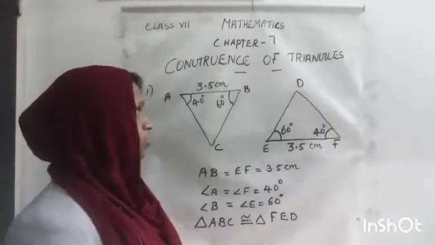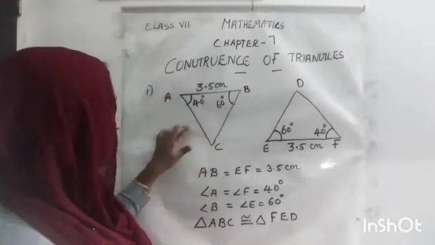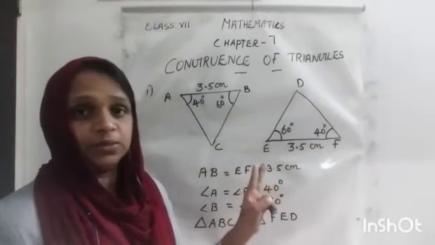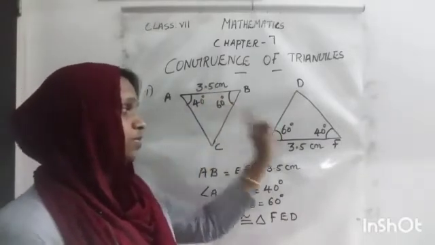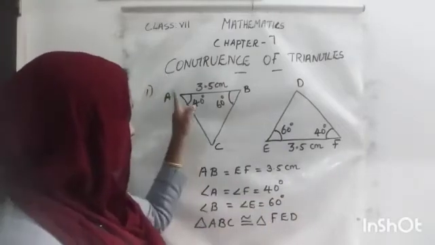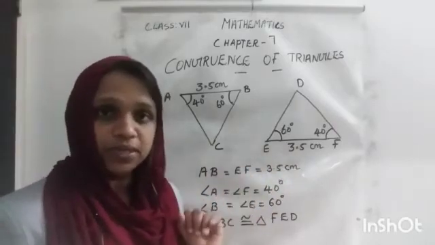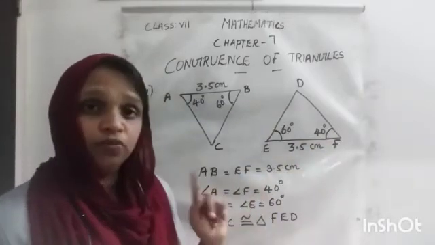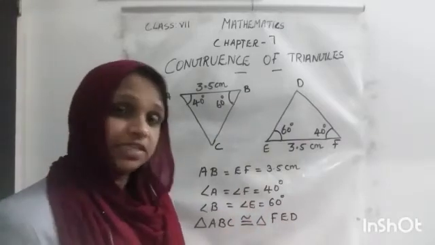So we want to check whether these two triangles are congruent. Here two angles are given, and here also two angles are given. One is 60 and the other is 40 degrees. Then one side is given, that is 3.5 centimeters, and here also 3.5 centimeters. Now here AB equals EF, it is 3.5 centimeters. Then angle A equals angle F, it is 40 degrees. Next angle B is equal to angle E, which is 60 degrees.